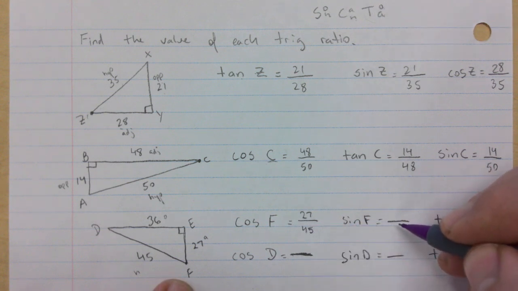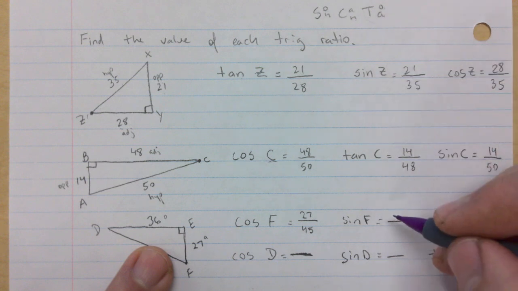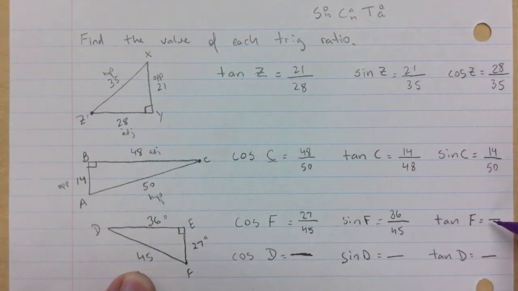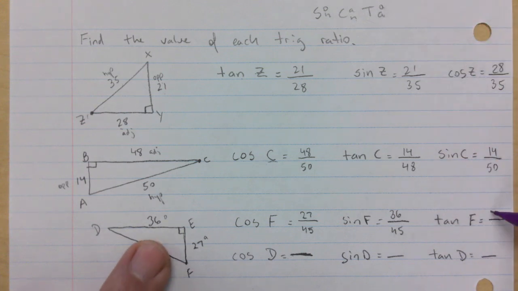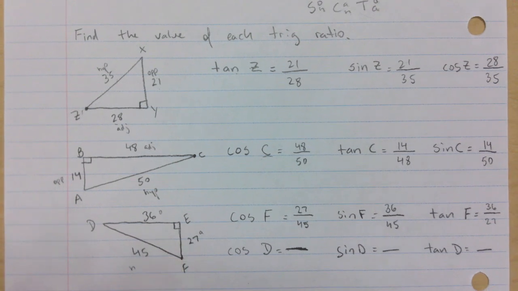Sine, right, is O over H. So it's 36 over 45. Tan is TOA, right? So it's opposite and adjacent in that order, 36 over 27. If you flip this, right, 27 over 36, it's going to be wrong, okay?